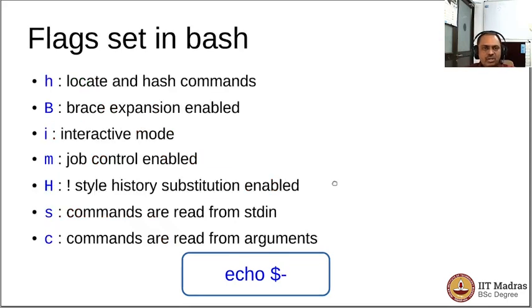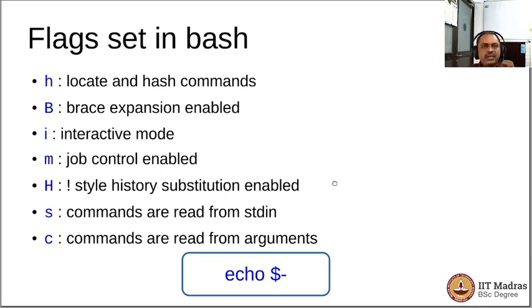When a shell is launched, it would be launched with certain options that are already set, and some of these options are like the option h, which is to locate and hash or memorize the commands that are being executed. The option capital B to enable what is called the brace expansion. We will see a demonstration of that. The small letter i to indicate that it is in an interactive mode. The small letter m to indicate that the job control has been enabled, that is, the jobs can be taken to foreground or background, etc.